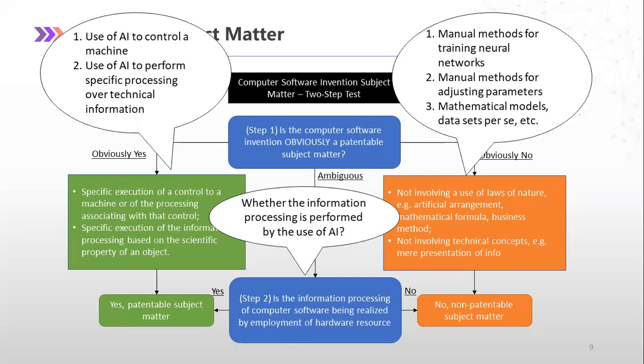The case categories for obviously no would be like: one, the invention is only manual methods for training neural networks. Two, the invention is only manual methods for adjusting parameters. Or number three, the invention involves mathematical models or simply data sets per se. The second step of the inquiry would be asking whether information processing is performed by the use of AI.